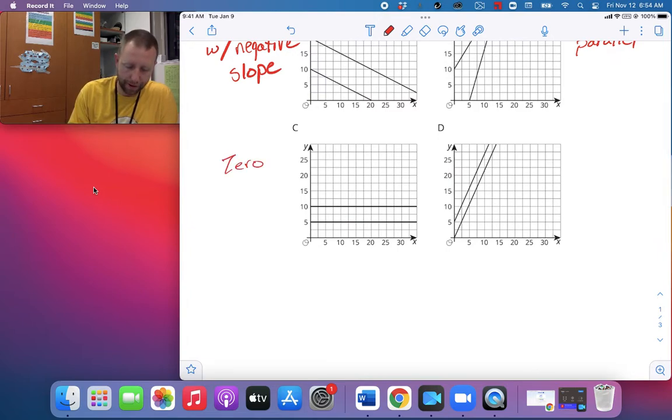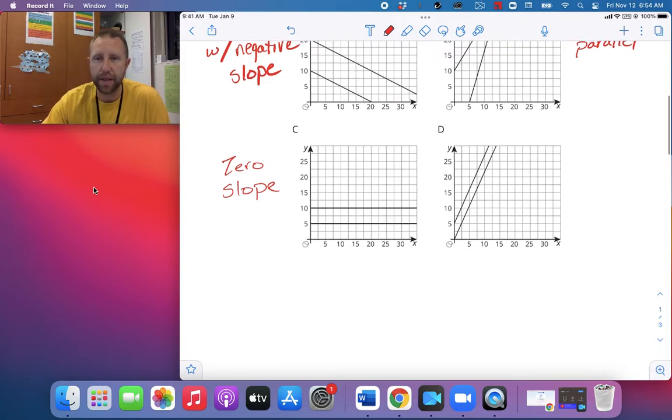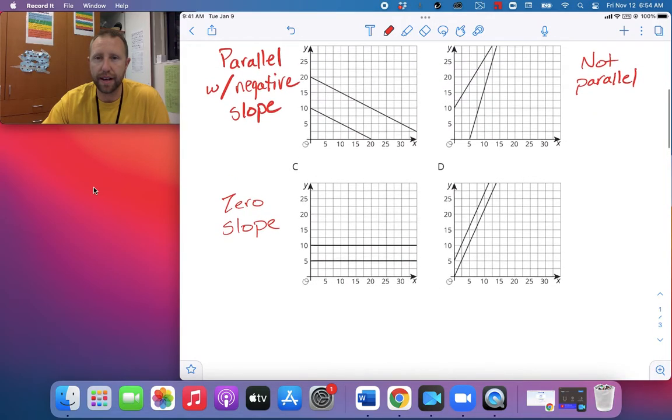For C, I'm going to say it's not belonging because it's the only graph with a zero slope. So remember we learned that earlier this week in one of our previous lessons, that a horizontal line has a slope of 0.